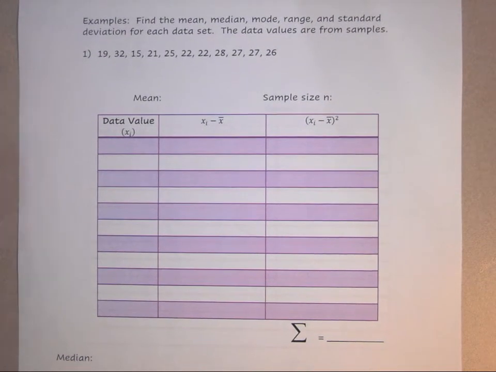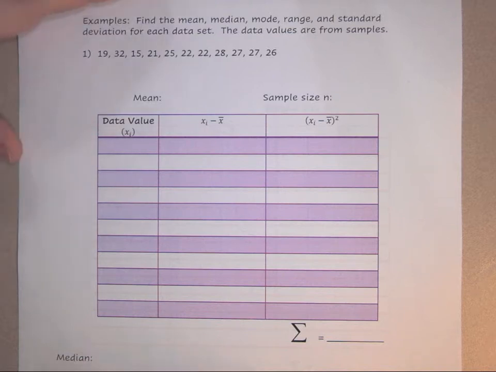Right here we're going to take a look at an example on how to find a measure of dispersion. What we're talking about is finding the mean, the median, the mode, the range, and the standard deviation for a given data set.